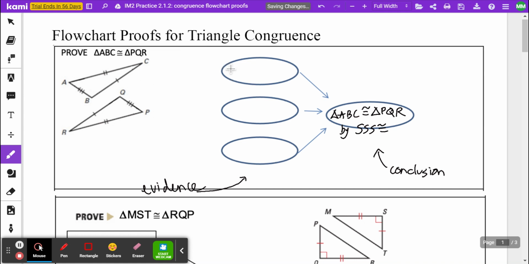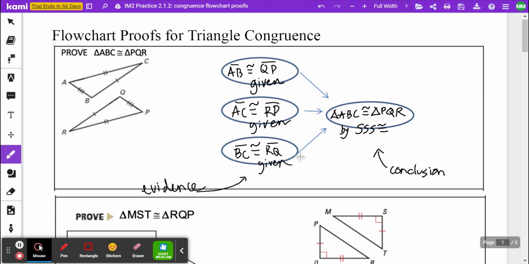Okay, we have side AB is congruent to side QP. That's given by the three tick marks on both line segments. Given. We have side AC is congruent to side RP. That's also given by those tick marks. And we have side BC is congruent to side RQ, also given.